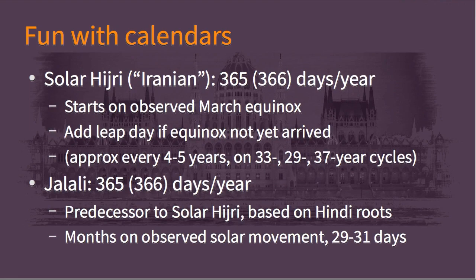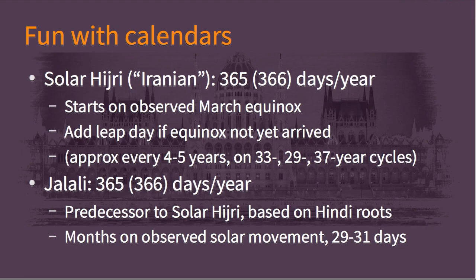Now we're getting to places which I know only from reading Wikipedia, and I would be interested to know if there's somebody listening to the talk who knows about this from more personal experience and can correct or elaborate on any of these summaries. The solar Hijri calendar, which is used in Iran and Afghanistan, has 365 or 366 days a year.